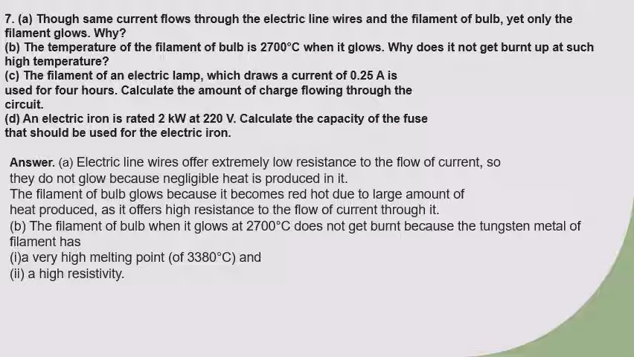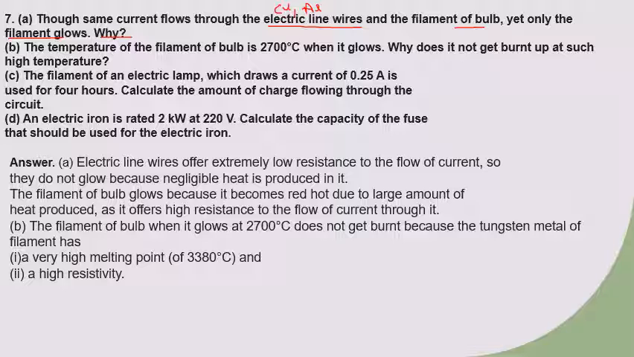The next question, that is the 7th question, children. Though the same current flows through the electric line wires and the filament of a bulb, only the filament glows. Why? The same current is flowing through the electric line wires. We know that electric line wires are made up of copper or aluminum. Copper and aluminum have very low resistance, extremely low resistance. That is why they won't glow.